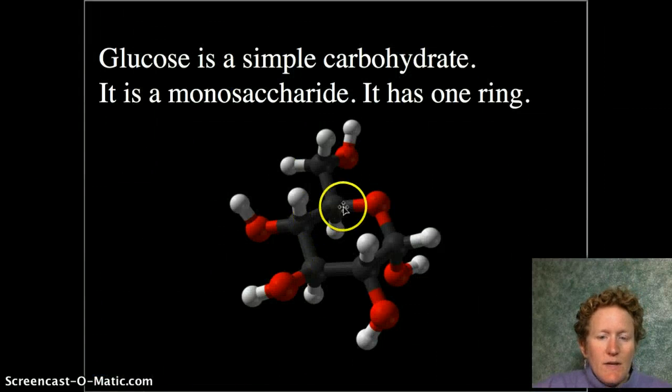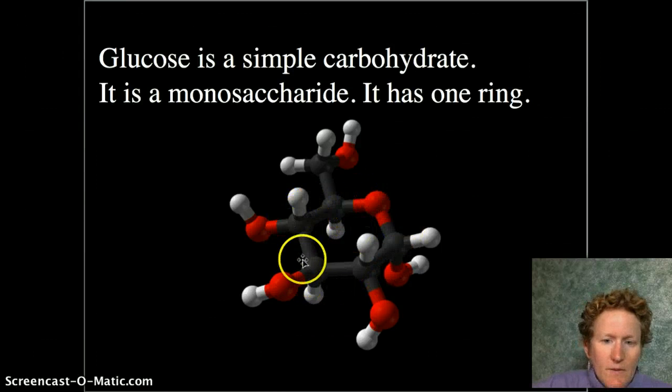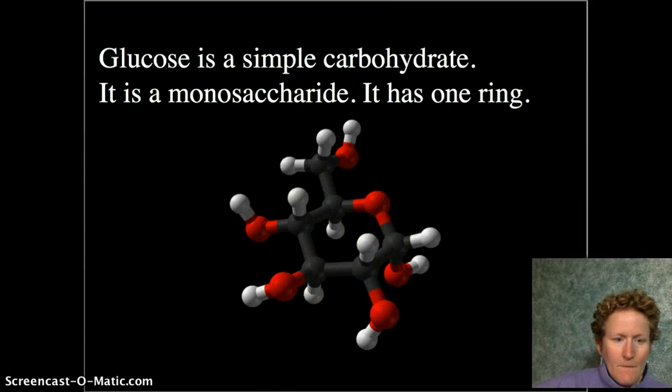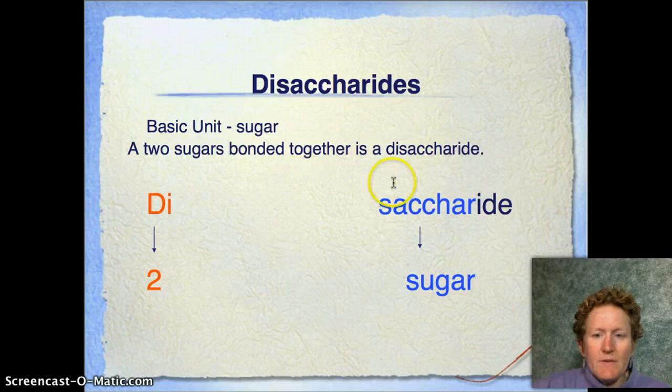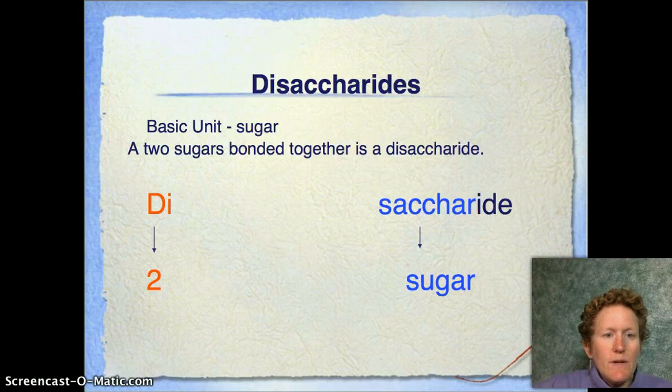Here's glucose again. It's a monosaccharide. It just has one ring. You can see that the carbon and one oxygen are in a ring here. There are also disaccharides. They have two rings. Di means two. It rhymes with bi, like bicycle has two wheels. So that's easy to remember. And saccharin means sugar. So a disaccharide is just two sugar rings.